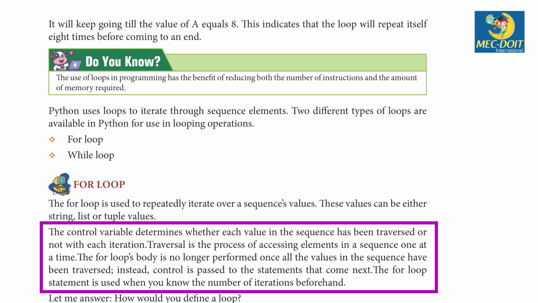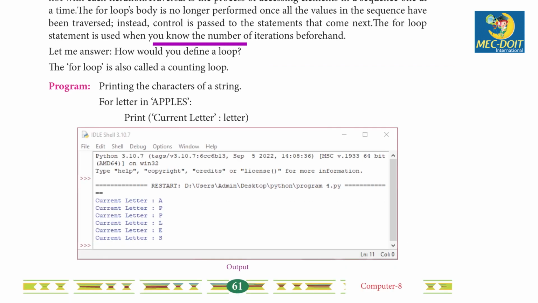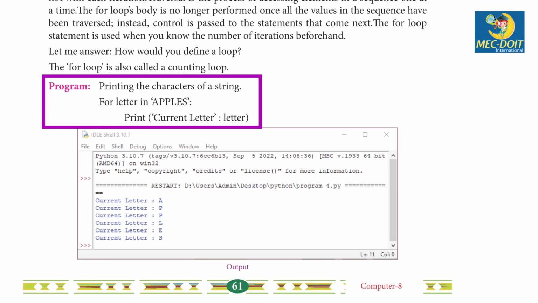The for loop statement is used when you know the number of iterations beforehand. Let me ask: how would you define a for loop? The for loop is called a counting loop. Program: printing the characters of a string. for letter in 'apples': print('current letter:', letter).